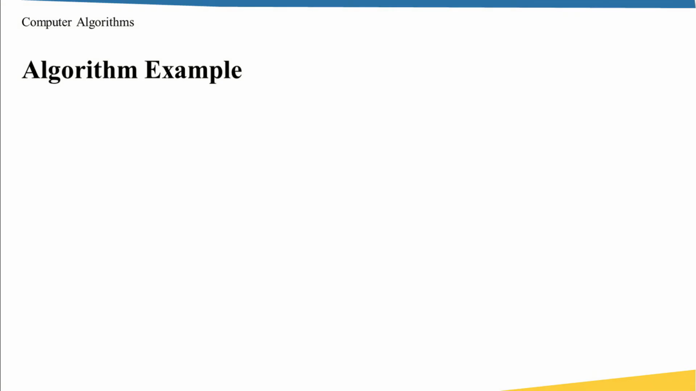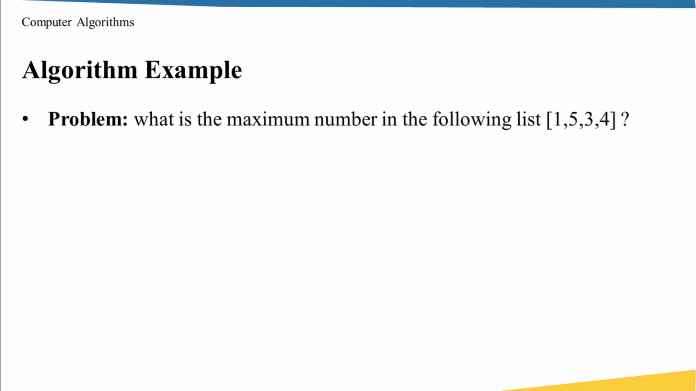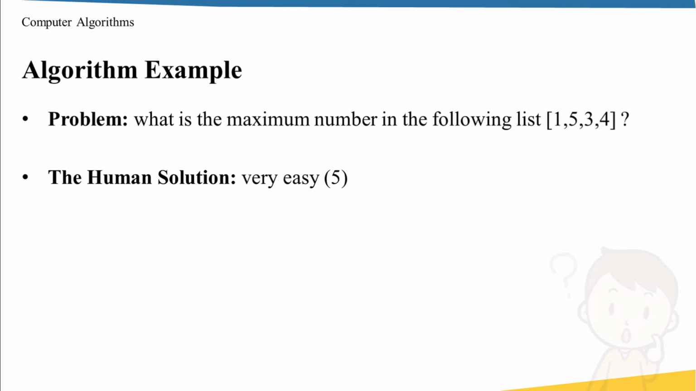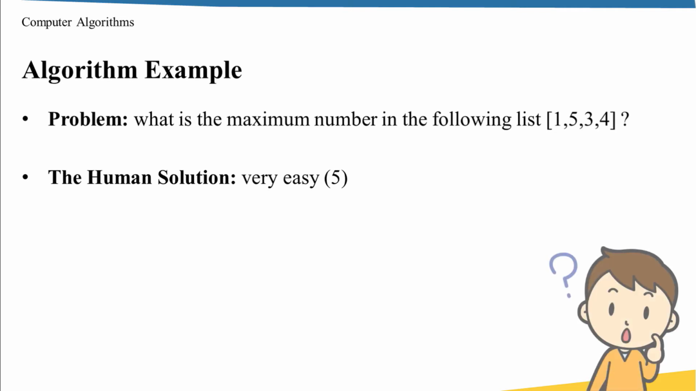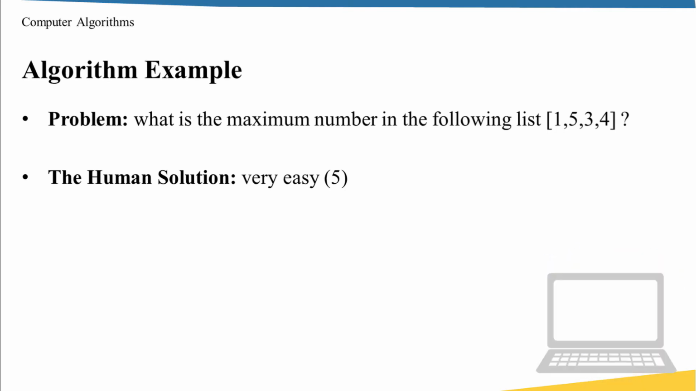Now, to understand the idea better, let's take a complete example about an algorithm. Assume I have the following list, 1, 5, 3, 4, and I want to know the maximum number inside this list. You as a human will directly say the maximum number is 5. It's a very easy problem for you because this list has only 4 items. But what if this list has 1 million items? It's very hard to be solved by you directly as a human, and you have to use a computer.